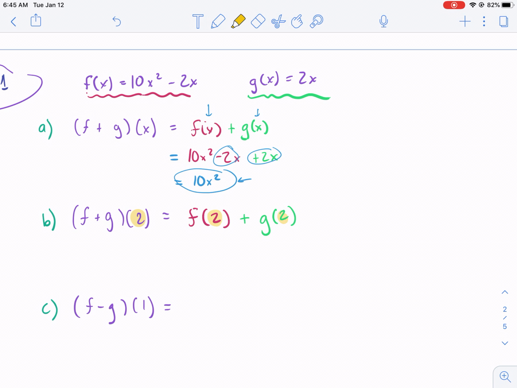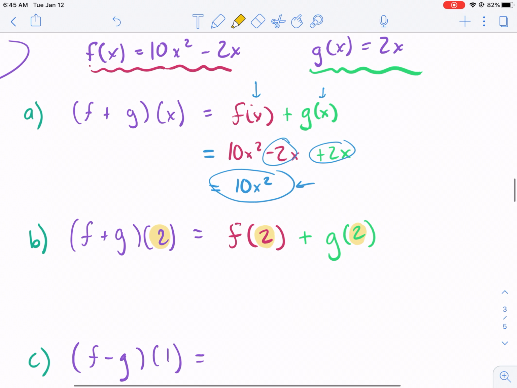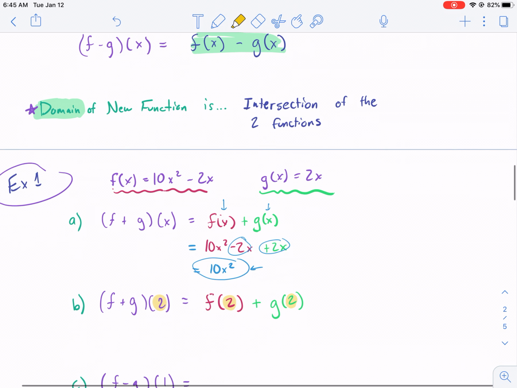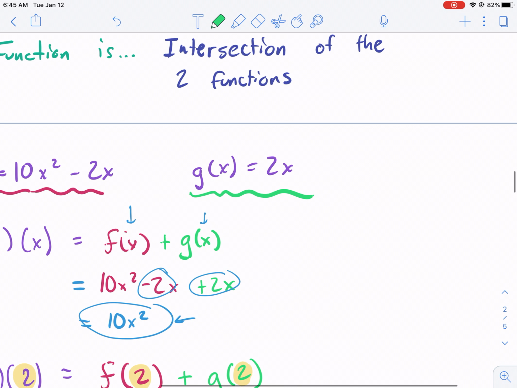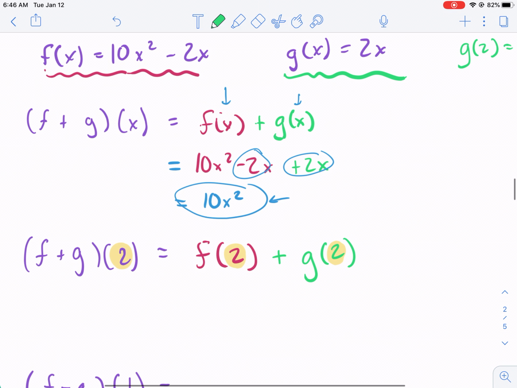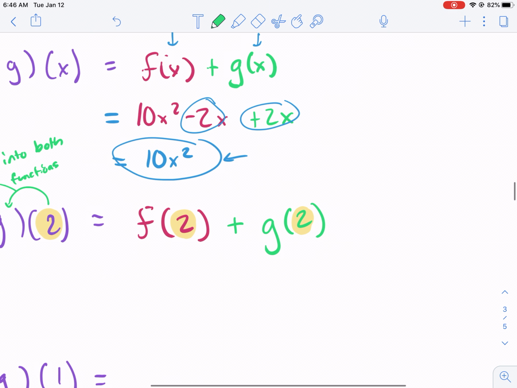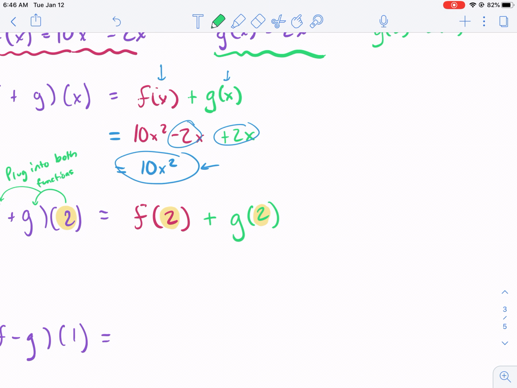Okay, so it's the same thing. Before, when we had f of 2, we would plug in something. Let me give you g of 2. So if we had g of 2, you just plug in 2 into g. Now if we have f plus g of 2, we have to plug it into both g and f. So we plug into both functions. Okay? So let's go ahead and show that next step.